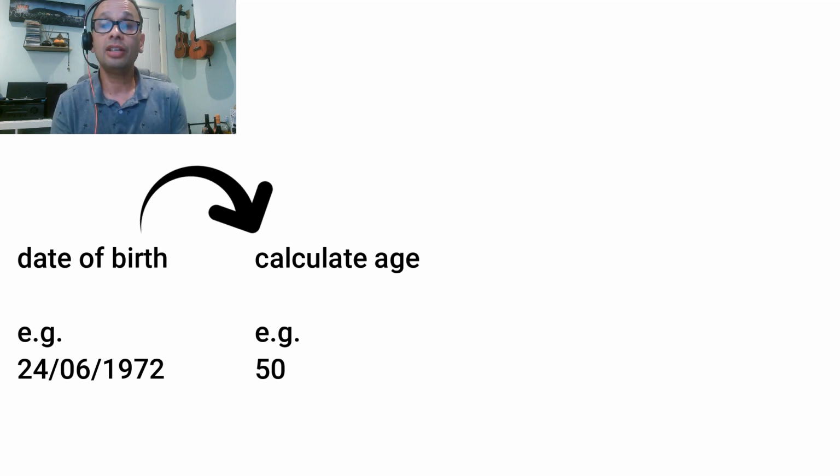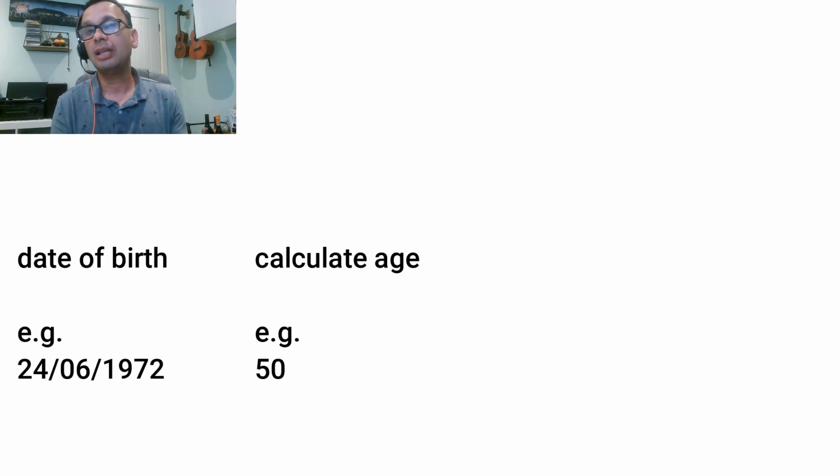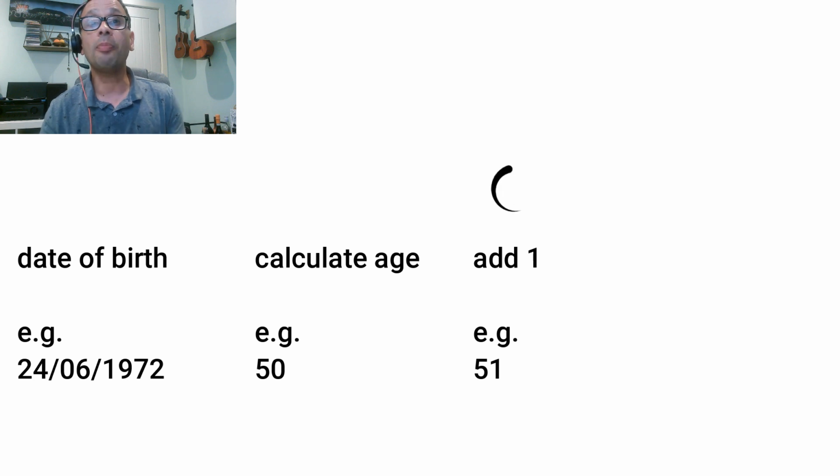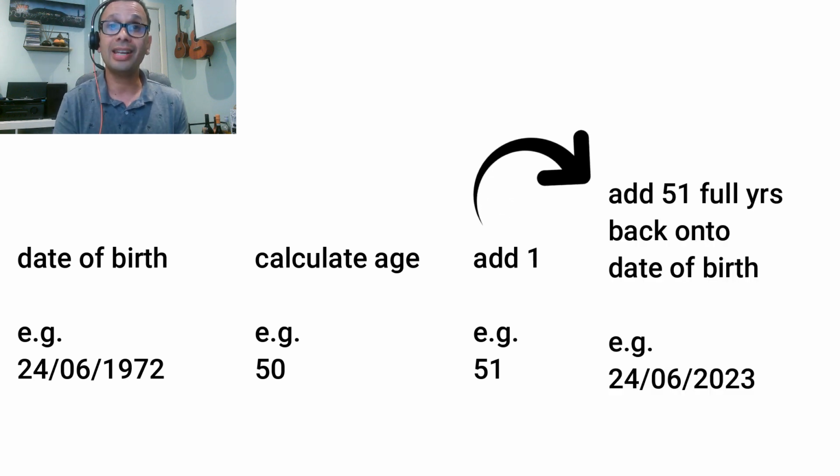You can do that using functions like dateDiff in SQL Server, or months between in Oracle, and then do that calculation to turn it into years. So I then take that age, 50, and add 1, 51. I then go back to my date of birth and add 51 full years. Or in SQL Server I'd use the dateAdd function to add 51 years to that date of birth, and now I have the date of my next birthday.